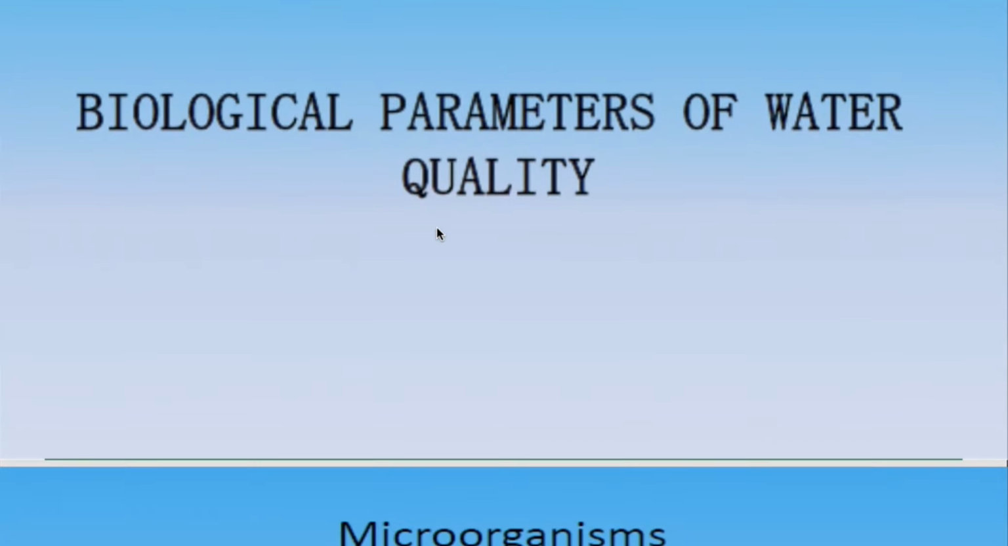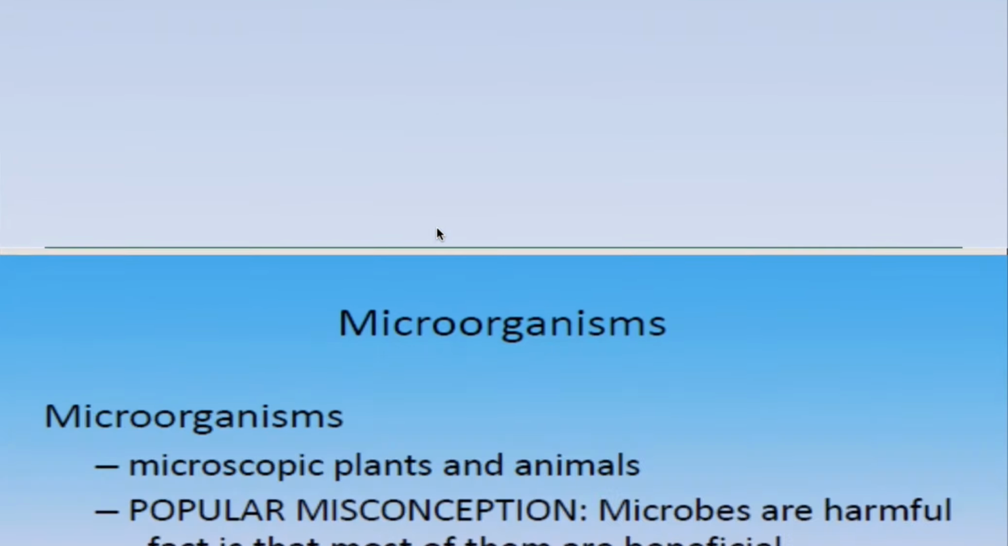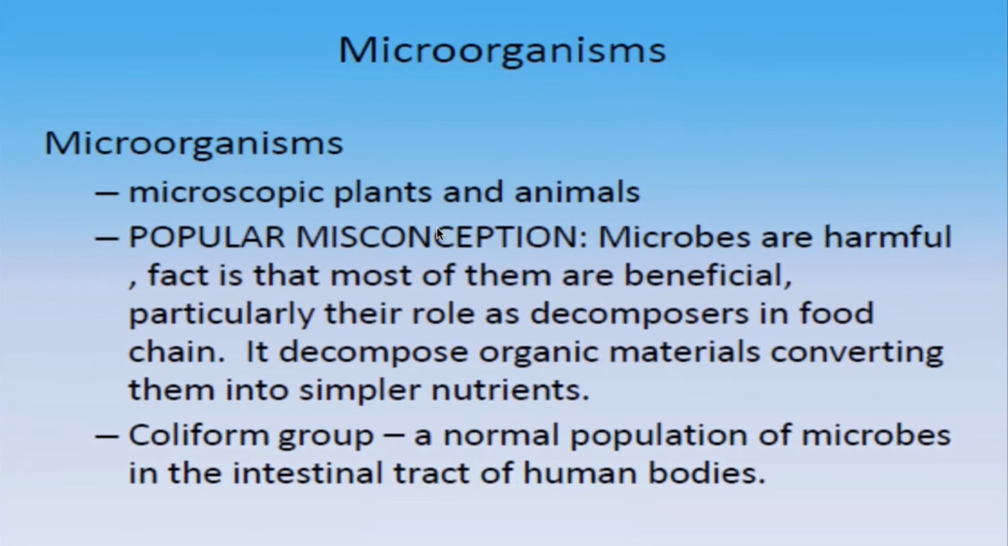Next is the biological parameters of water quality. From the word biological, of course, those are present in the water that affects the water quality. So, mostly they are microorganisms.